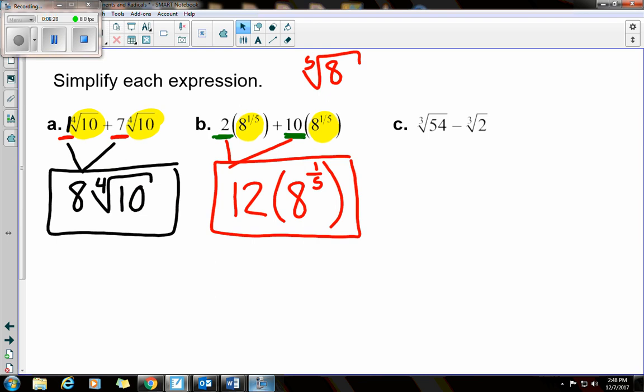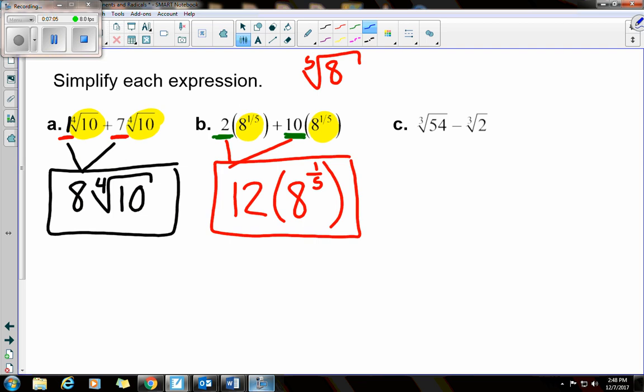Okay, now if we take a look at letter C, you've got the 3rd root of 54 minus the 3rd root of 2. We kind of want to start thinking again, what are our perfect thirds? Because right now we can't combine these. Letter C is not anything like the first two. The first two had the exact same root, had the exact same 8 to the 1/5, 8 to the 1/5. This does not have any common terms right now that we can combine. The only thing that's in common is that there's the 3rd root there. And just because it's the 3rd root doesn't mean that we can subtract them.